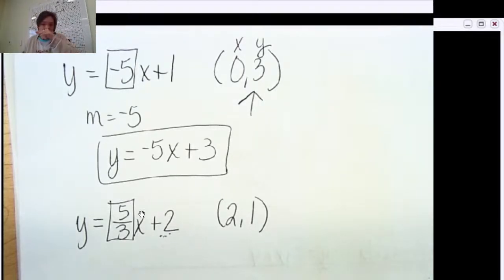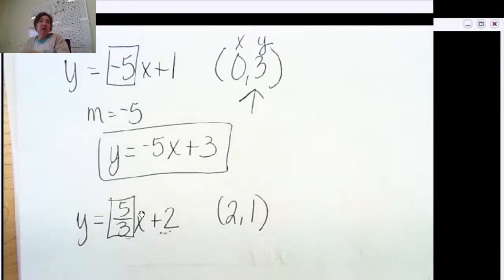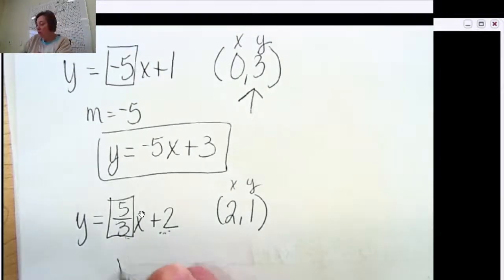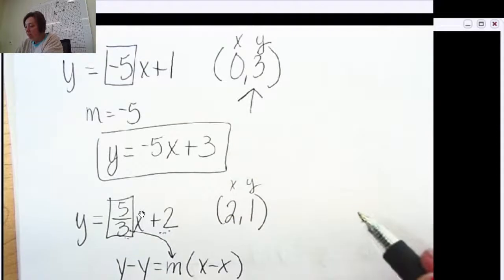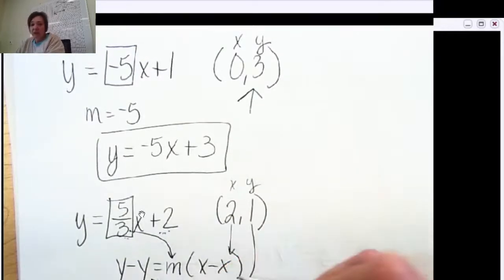Okay. So, our new equation will have this slope. Now, this time, they didn't give us the y-intercept. They gave us a point. They gave us an x and a y value, right? So we're going to use point slope form. Remember point slope form? y minus y1 equals m times x minus x1. And we're going to plug our slope into m. We're going to plug our 2 into the x. We're going to plug our 1 into the y. So it's going to be y minus 1 equals 5 over 3 times x minus 2.